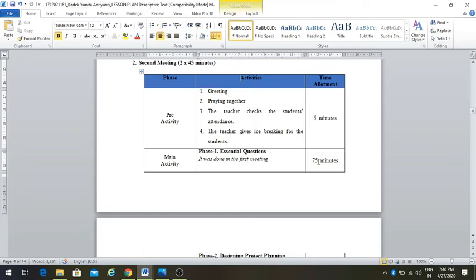For the pre-activity, as usual, the students greet the teacher, the teacher greets the students, and then they pray together. Then the teacher checks the students' attendance. After that, the teacher gives an ice breaking for the students. The ice breaking given in the pre-activity is in the form of a riddle.